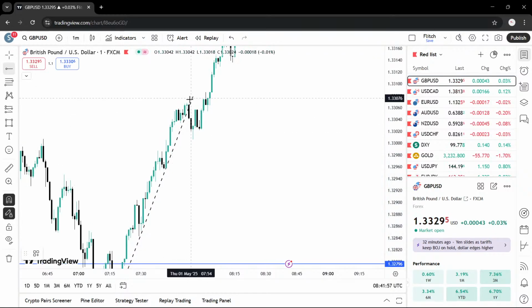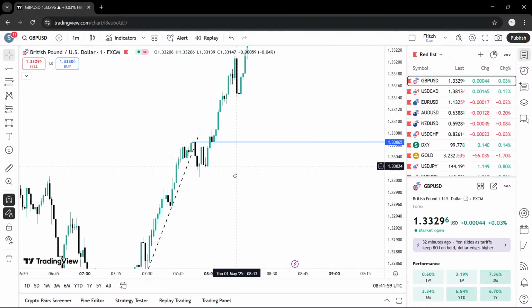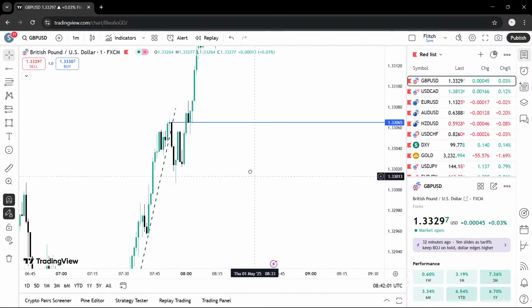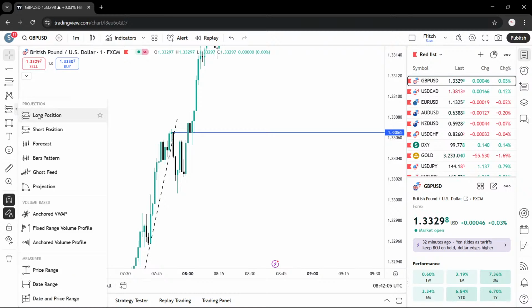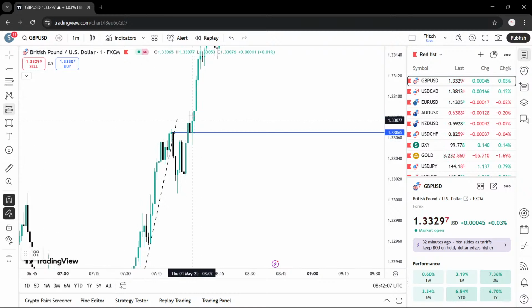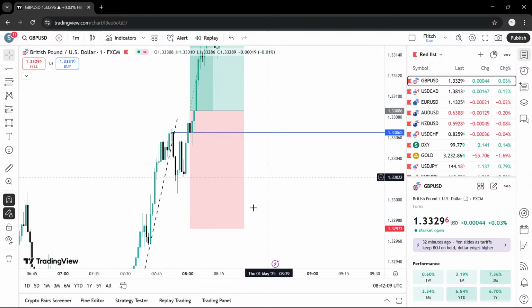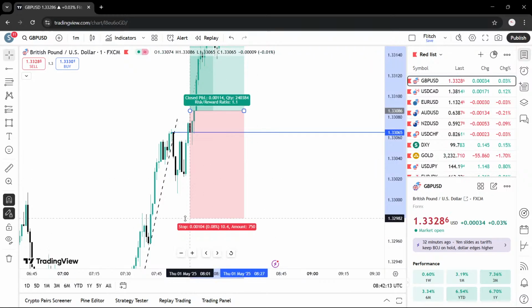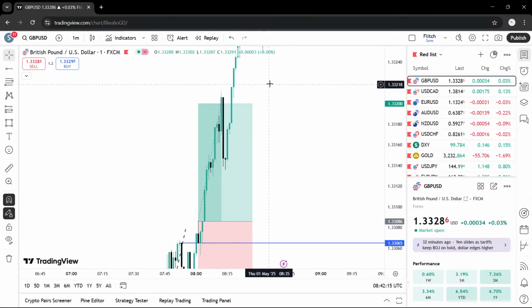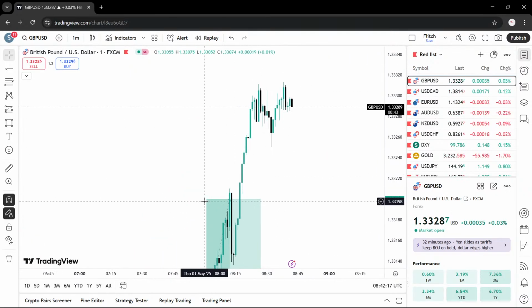All right, so after this break of structure right there, I took a buy, but I saw it late, so my buy was around this high, and stop loss was very wide, and this is where we were looking for.